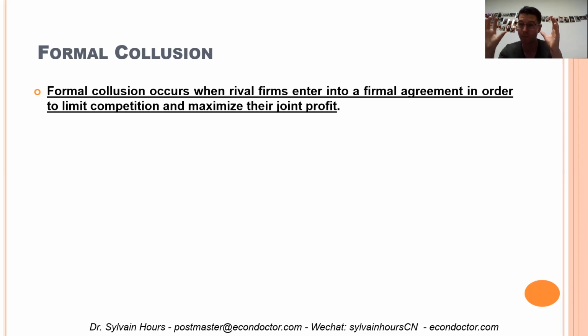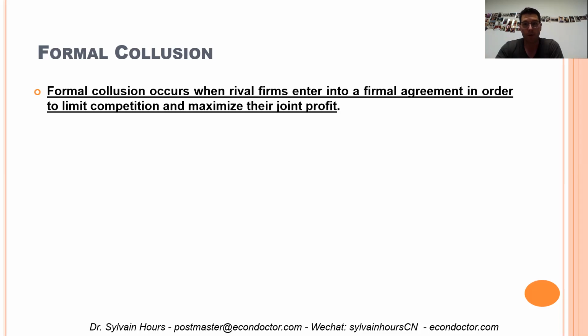You can see that something similar would be one business that has multiple plants, for example, multiple factories, and this business will make decisions in order to maximize the total profit that will be made by all these factories. It's pretty much the same thing. So formal collusion in an oligopolistic market is equivalent to a monopolistic market in which the single seller would have different factories, different plants, and will make decisions to maximize the total profit made by all these plants.